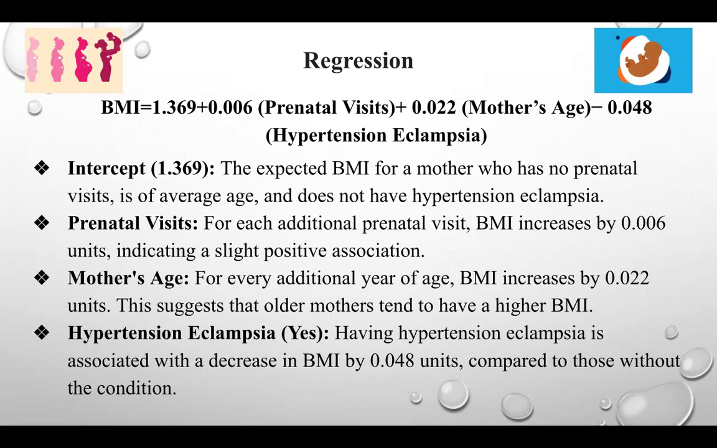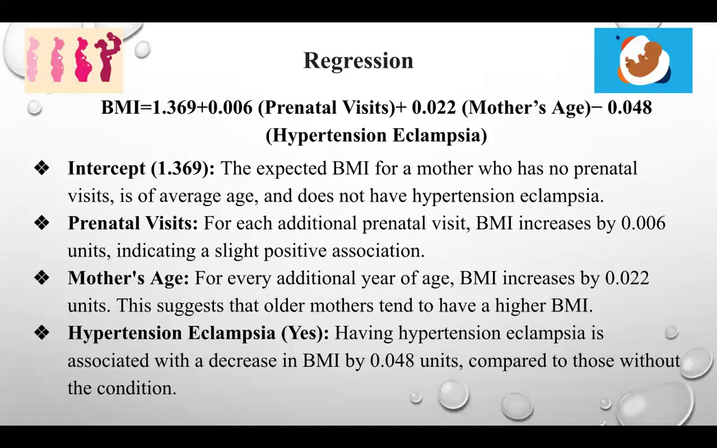And so the regression equation is as follows: BMI equals 1.369 plus 0.006 times the number of prenatal visits plus 0.022 times the mother's age minus 0.048 if the mother has hypertension eclampsia. And the intercept is 1.369, which represents the expected BMI for a mother who has no prenatal visits. And for prenatal visits, for each additional prenatal visit, BMI increases by 0.006 units, indicating a slight positive association.